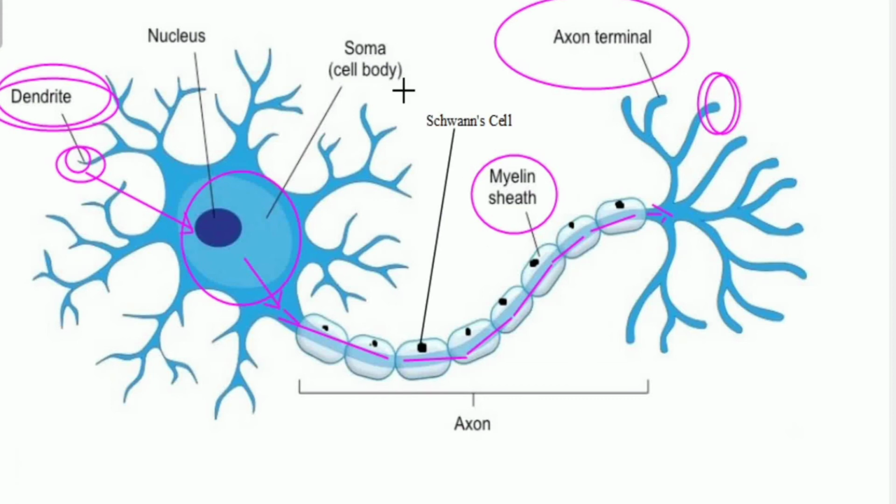Second, we have the Schwann cell also. What is the Schwann cell? This is the Schwann cell, located around the myelin sheath, inside the myelin sheath. And what is its function? It has a special function. It has an essential role in the survival and function of neurons.